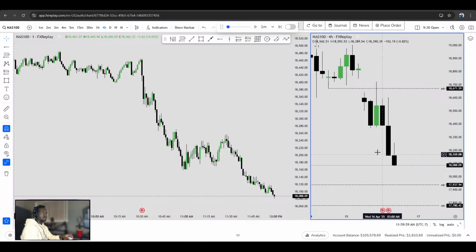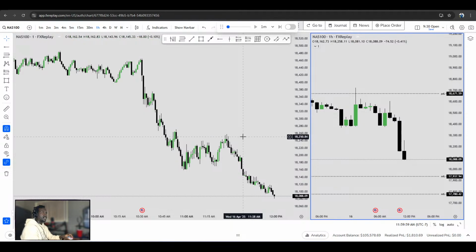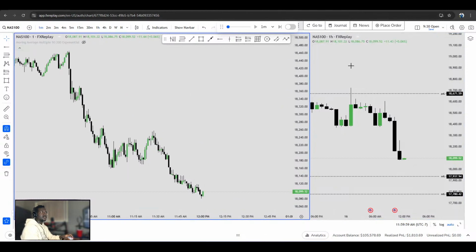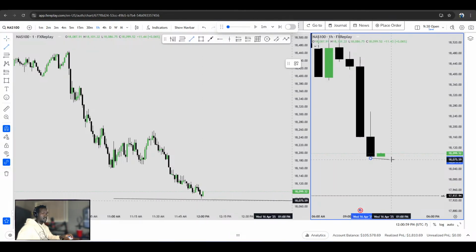Previous 4 hour. Okay, I don't need to mark that. And then the 1 hour candle is right here, and I'm gonna go next so we can open up that 12 p.m. candle. And what I'm gonna do is mark that previous 1 hour low like that.